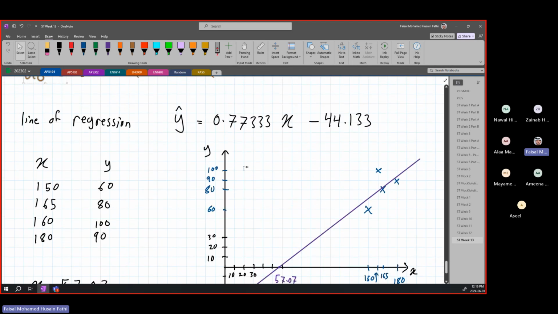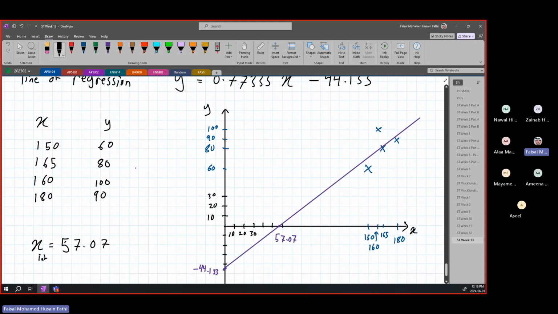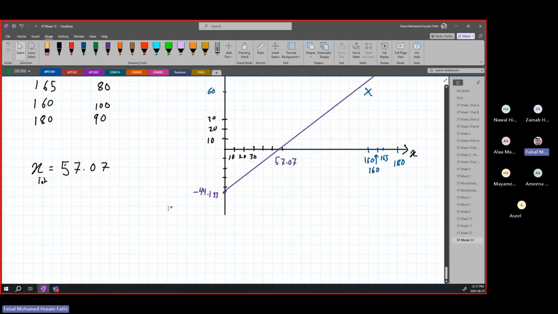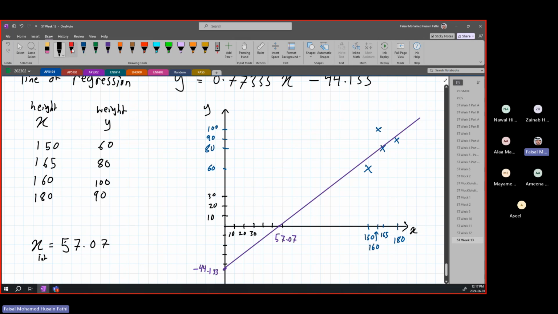The last point is, now remember, what were we talking about? This was height and this was weight. Okay? What was the point of all of this? So we are trying to find the relation between x and y. So for example, what if there was a person of height 170? Okay? So let's say a person of height 170.